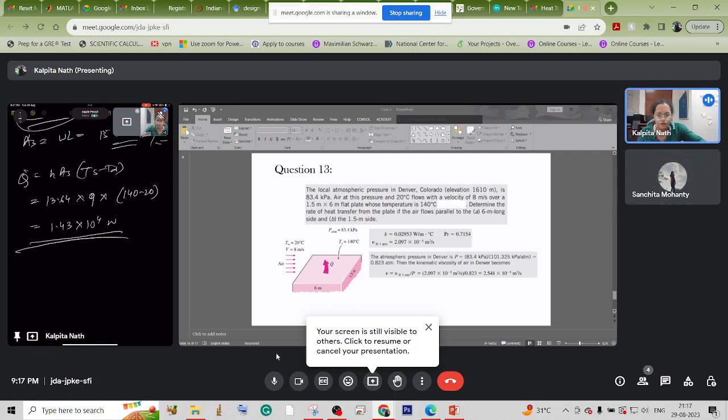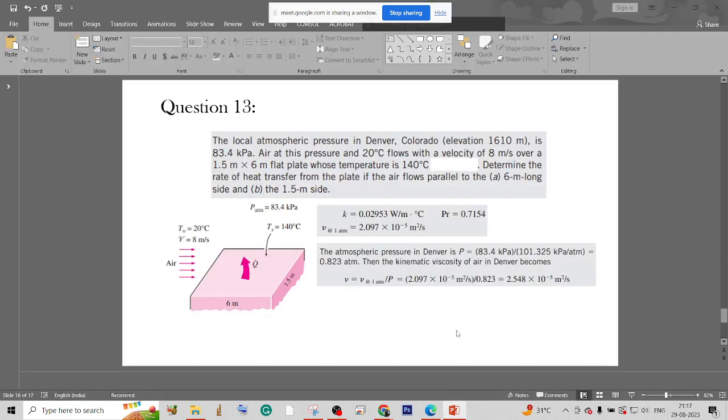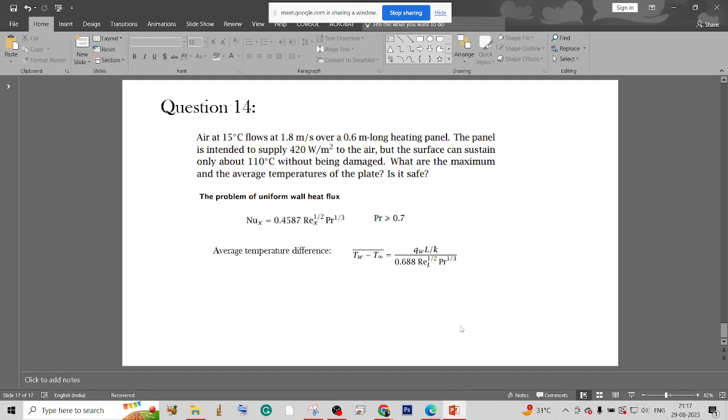Okay. So the second part, you solve it yourself. It will just be the other side, and I'll also show you the number 14, the last problem. So this is the problem. You can take a picture of this and you can solve it. Try it out at your home. Yes, ma'am. We'll discuss this in the next class. Okay. Have you taken the picture? Yes, ma'am.